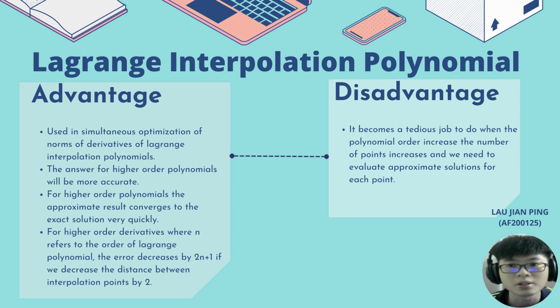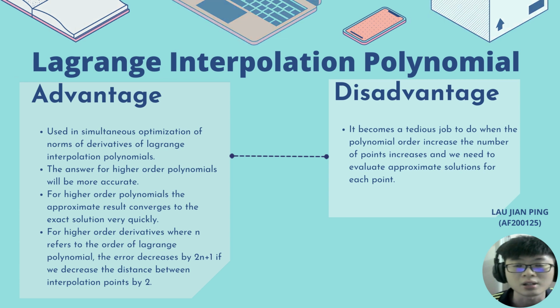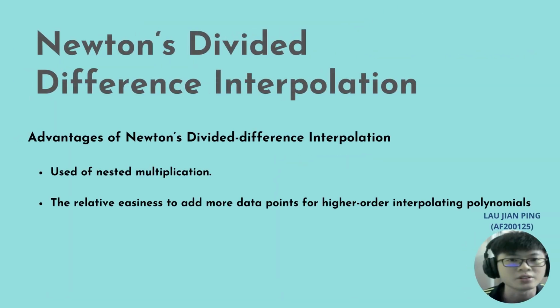Lagrange interpolation polynomials have advantages, and I am going to mention one advantage: it is used in simultaneous optimization of the norm of derivative of Lagrange interpolation polynomials. The disadvantage is that it becomes a tedious job to do when the polynomial order increases and the number of points increases. There are 2 advantages for the Newton divided difference.